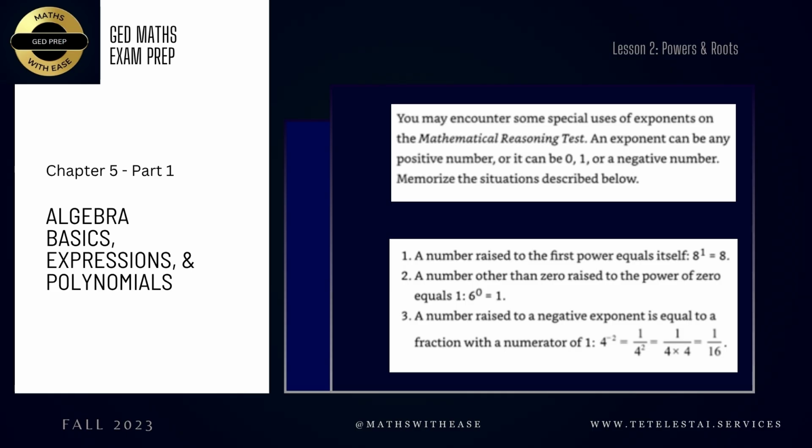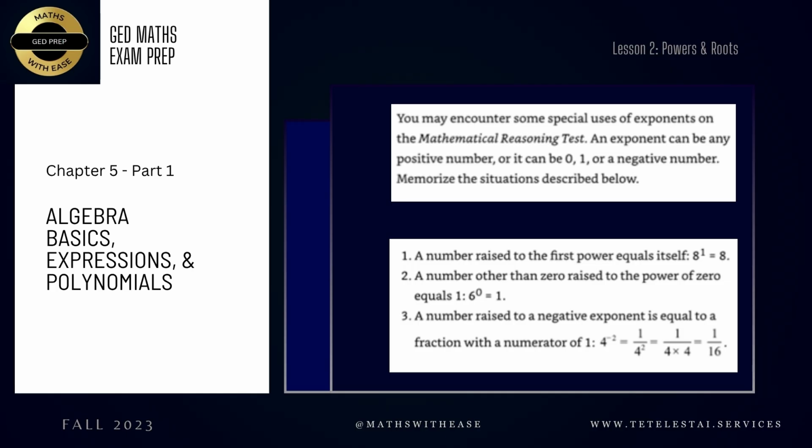So you may encounter some special uses of exponents on the math reasoning test. An exponent can be any positive number, or it can be 0, 1, or a negative number. You want to memorize the situations below. A number raised to the first power equals itself. So 8 raised to the power of 1 is 8. A number other than 0 raised to the power of 0 equals 1. So 0 raised to the power of 0 is 0, but 1 raised to the power of 0 is 1.